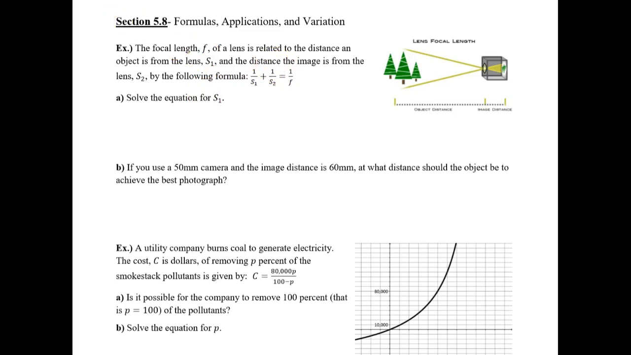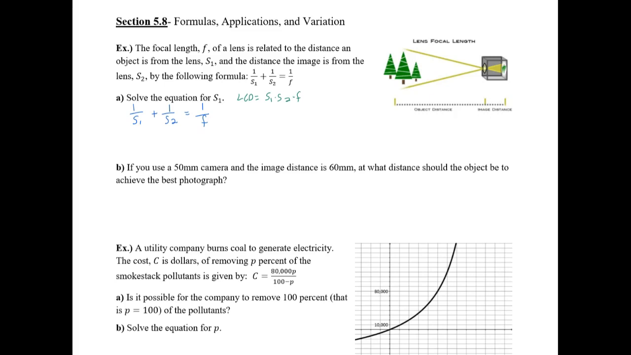So we're going to start with this equation, and in order to solve for s1, we have to get s1 out of the denominator. So just like we've done in previous videos, we're going to start by getting a common denominator. S1, S2, and F are all distinct factors, so the LCD will have all three: S1 times S2 times F. And we need to make all the denominators look like that.